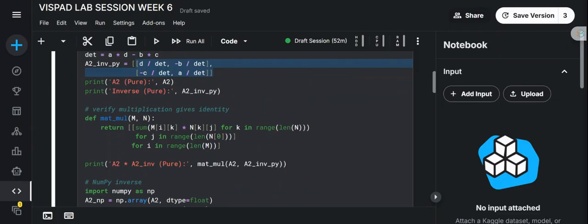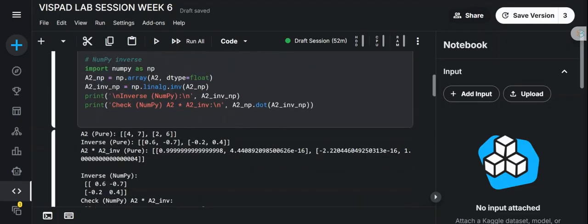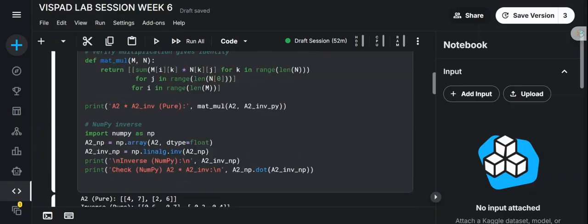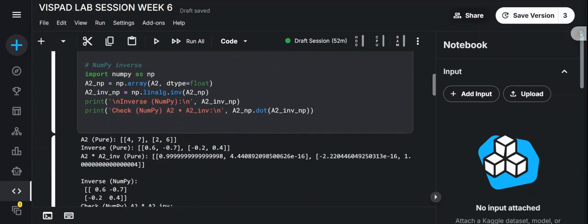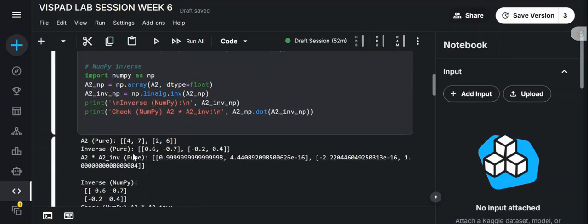So let's run the code and see what the inverse of the matrix is. It's shown over here. The inverse of the matrix A is 0.6, negative 0.2, negative 0.7, and 0.4, right?